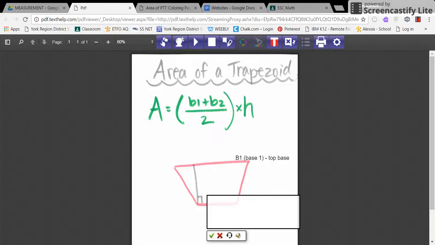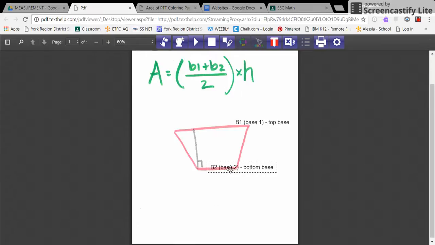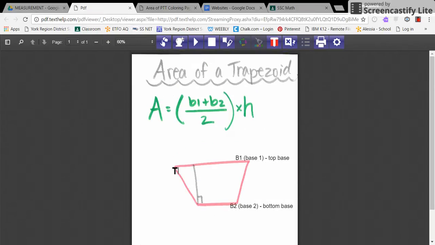The bottom base is going to be B2. So B2 or base 2 is always your bottom base. Now sometimes your top base will be longer, sometimes your bottom base will be longer. It doesn't matter which one is longer. It matters which one is on the top and which one is on the bottom. So B1 or base 1 is always the top base, base 2 is always the bottom.